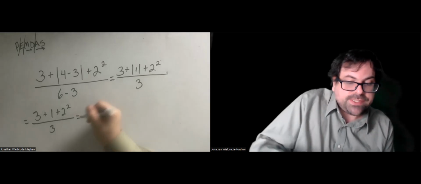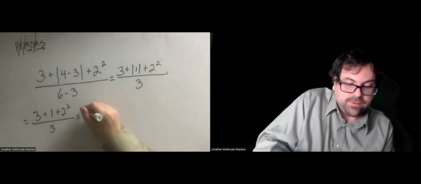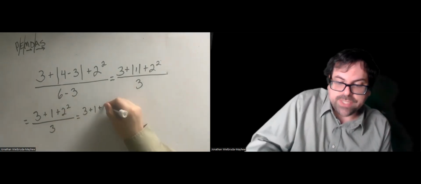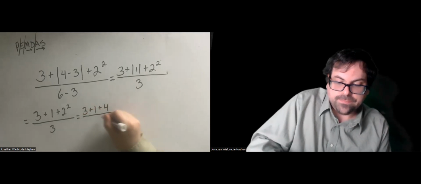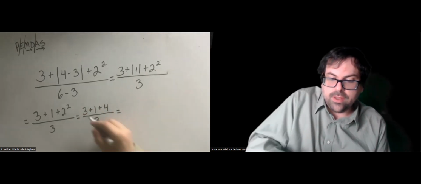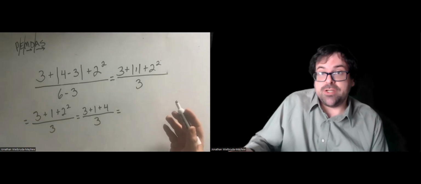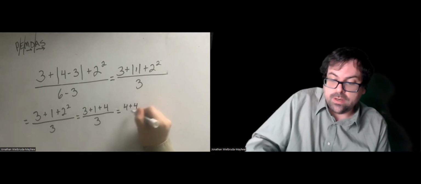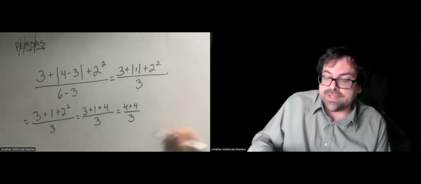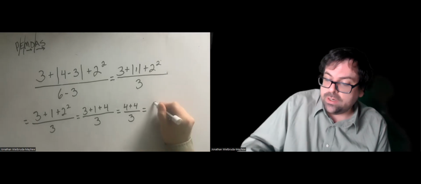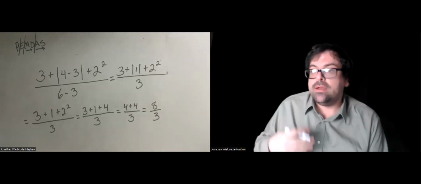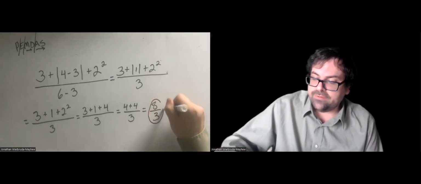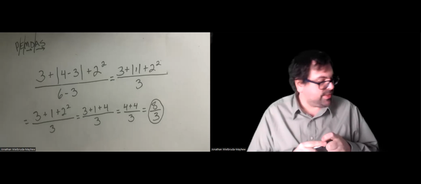No more grouping symbols. Exponents. We've got one. 2 squared is 2 times 2, that's 4. 3 plus, all that's left on the top is addition. So left to right as we come to it. 3 plus 1 is 4. All that's left on top now is 4 plus 4, which is 8. Can we do 8 divided by 3? No. So we leave it in fraction form. It does not reduce.